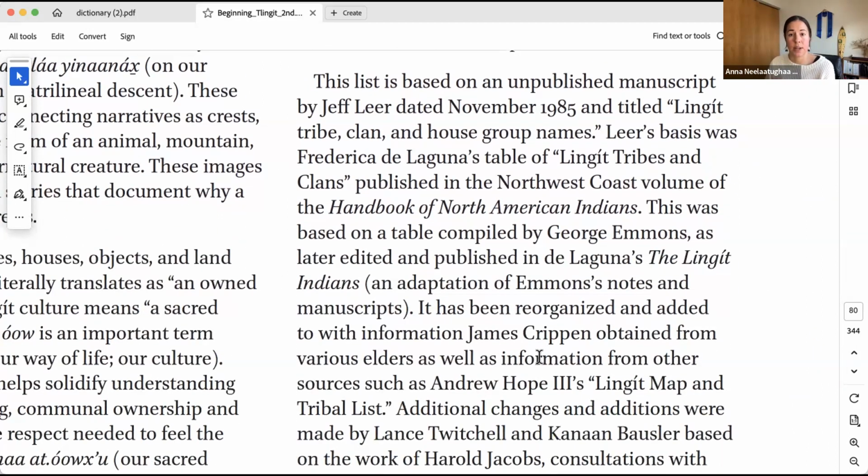This list is based on an unpublished manuscript by Jeff Leer dated November of 1985 entitled Tlingit Tribe, Clan, and House Group Names. Leer's basis was Frederica de Laguna's table of Tlingit tribes and clans, published in the Northwest Coast volume of the Handbook of North American Indians. This was based on a table compiled by George Emmons, as later edited and published in de Laguna's The Tlingit Indians, which was an adaptation of Emmons's notes and manuscripts.